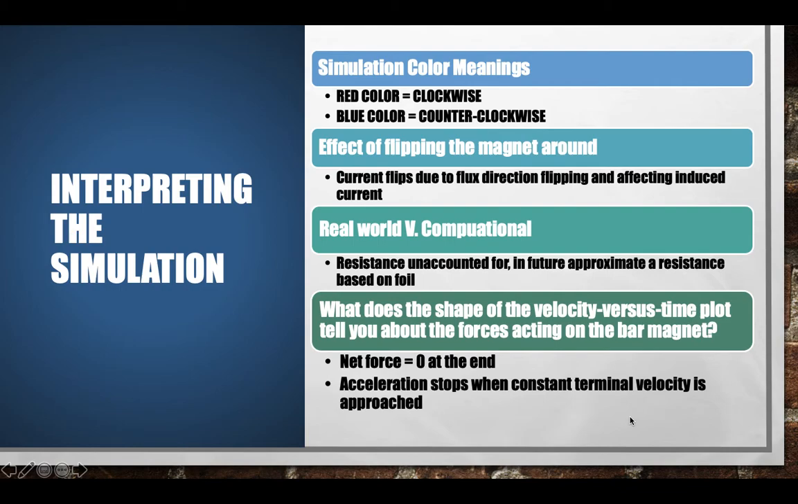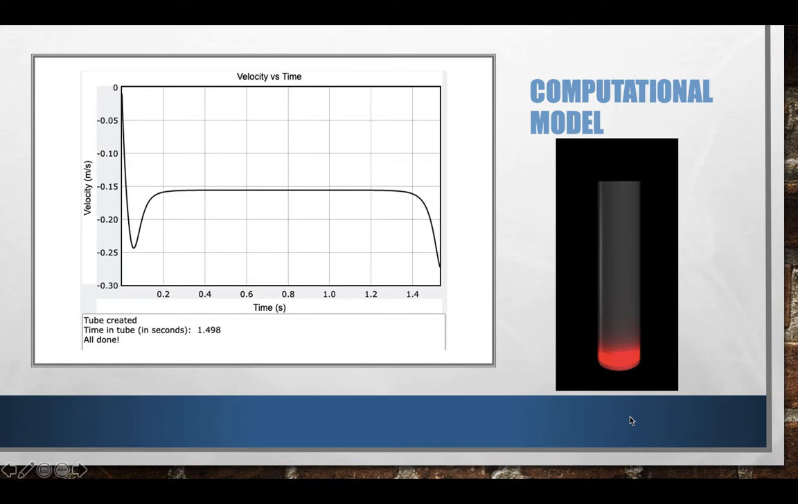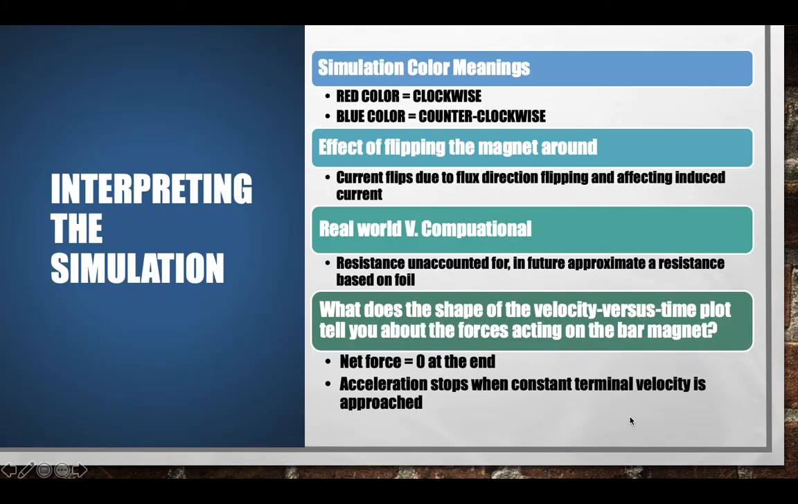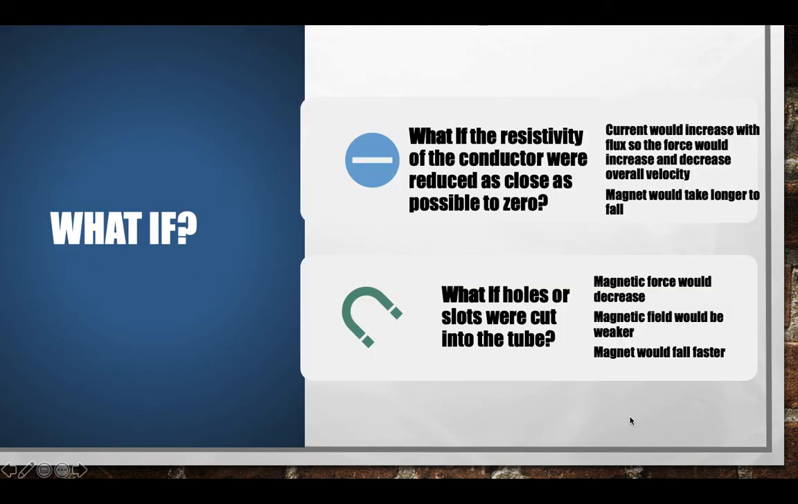So, what does the shape of the velocity versus time plot tell us about the forces acting on the bar magnet? According to this, we see that the net force comes out to 0 at the end, as a total sum. Also, we see that acceleration stops when constant terminal velocity is approached. Finally, when looking at this, we ask what if?